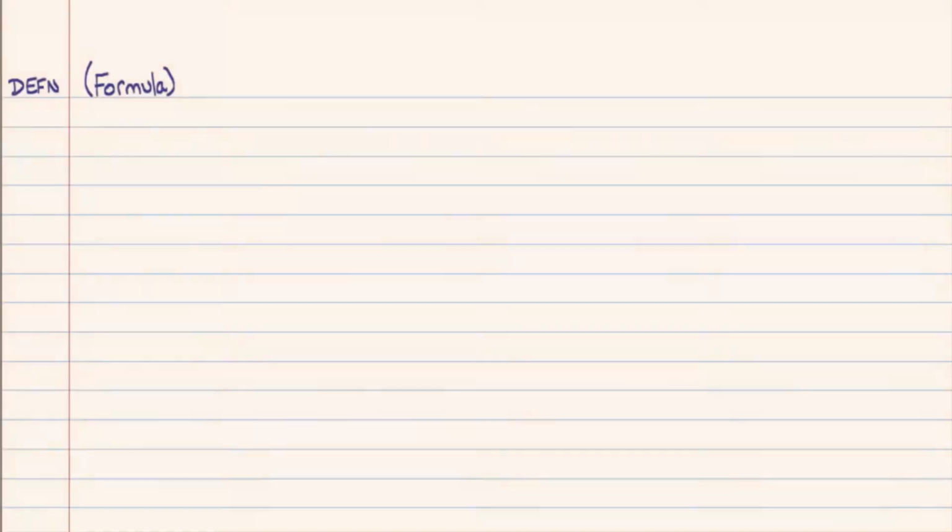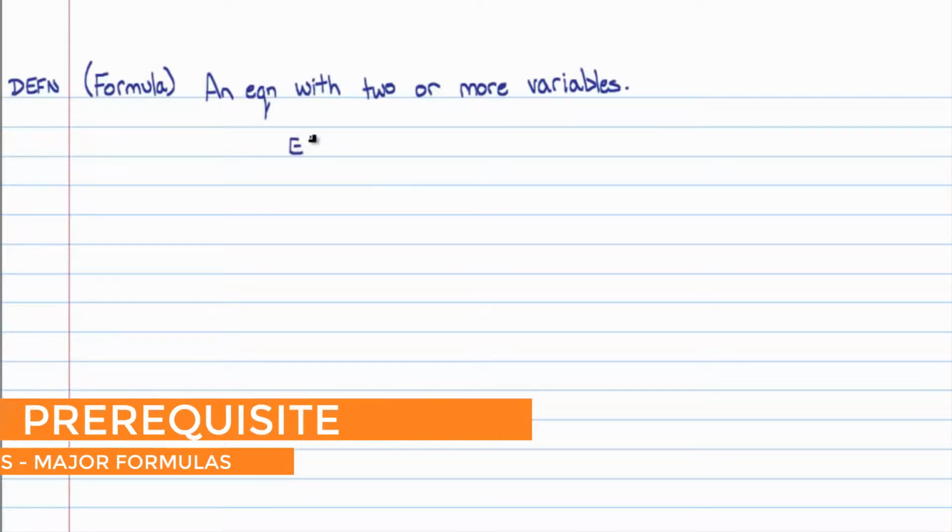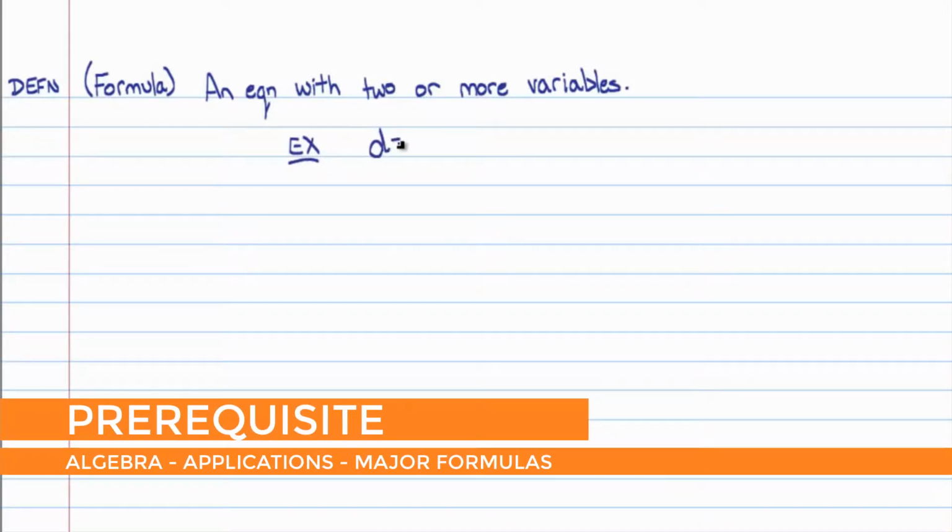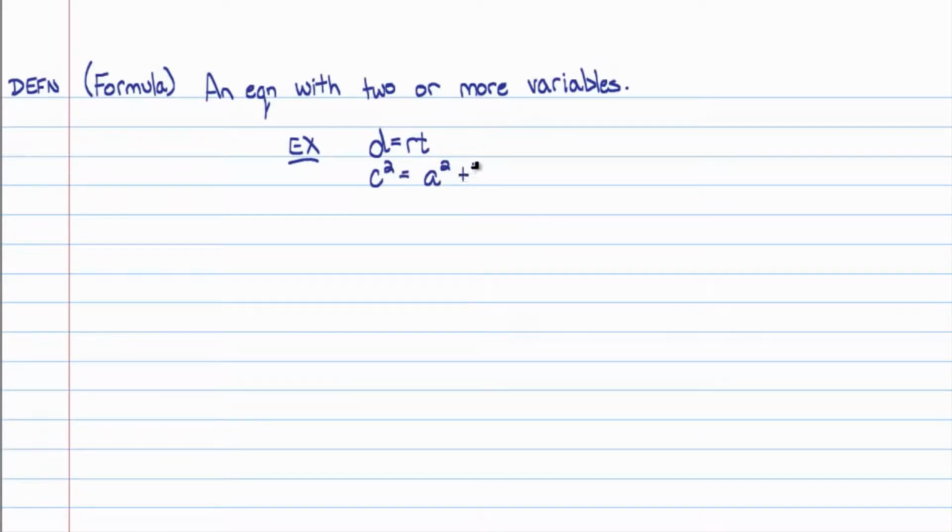To define a formula, it's essentially an equation with, well, I suppose it would be two or more variables. It's a very general, broad statement, by the way, but there's tons of formulas that we know in mathematics. D equals RT is one of them. C squared is equal to A squared plus B squared. Now, this formula is not always true. It's only true for right triangles, where C is the hypotenuse.